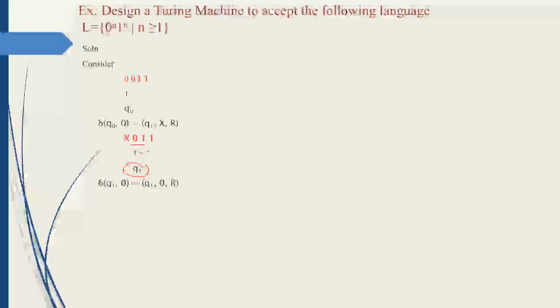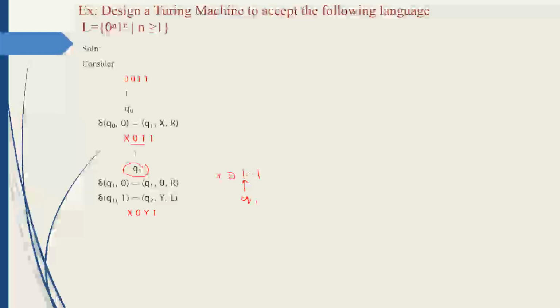So now can you guess where the cursor will be? The cursor will be pointing to the next step. If you check here, in the next step it is x 0 1 1, and the cursor will be pointing to 1. When Q1 is pointing to 1, we are going to tell it to change the state to Q2.